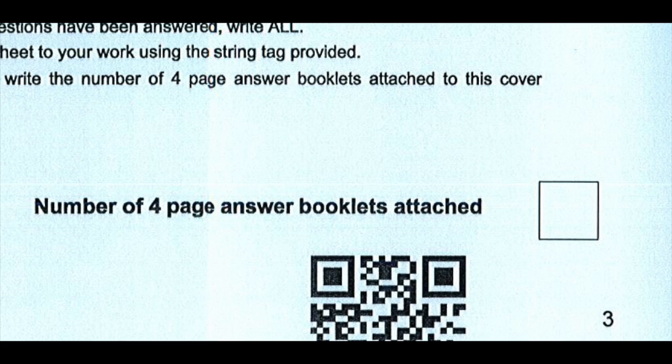Any questions on the cover sheets or anything I've gone over so far? Okay.